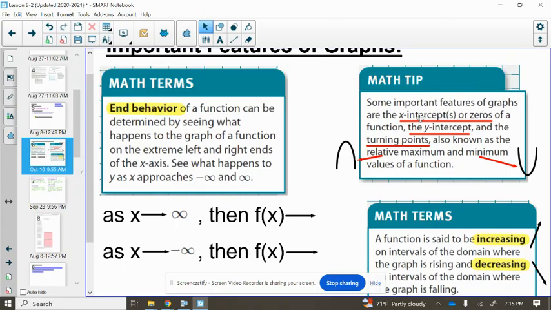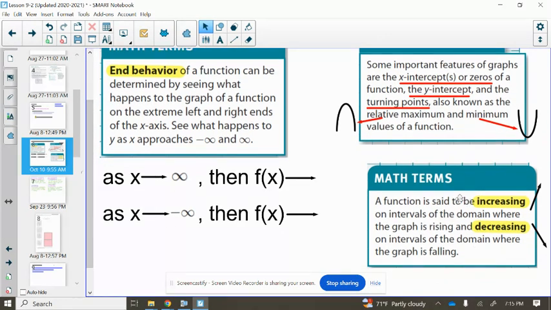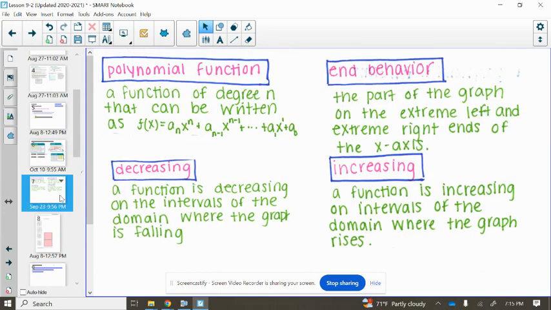We also want to talk about things on our graph like our x-intercept or the zeros where we touch the x-axis, y-intercept where we touch our y-axis, and our amount of turning points, either our maxes, our relative maxes, or our relative mins. Those are our turning points. We also can talk about the intervals in which our graph is increasing. So as we move left to right, are we going up on the roller coaster hill? Or as we go left to right, are we going down on that roller coaster hill? The different intervals in which all of that is happening.